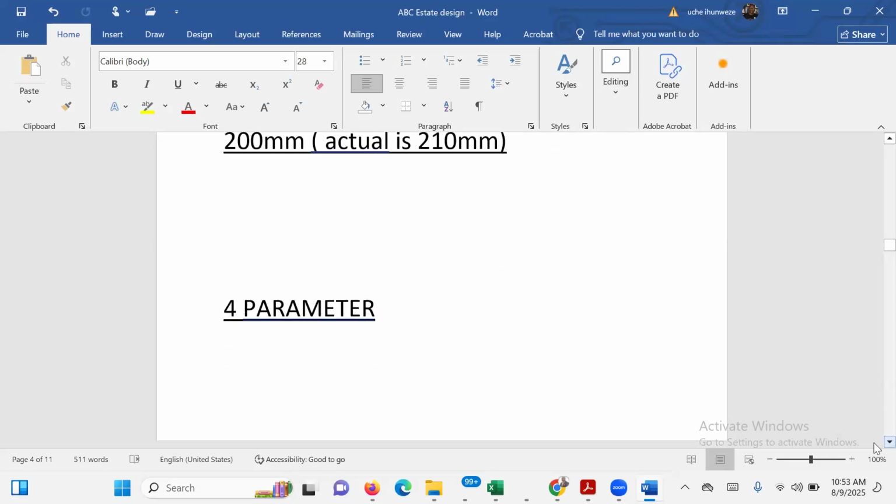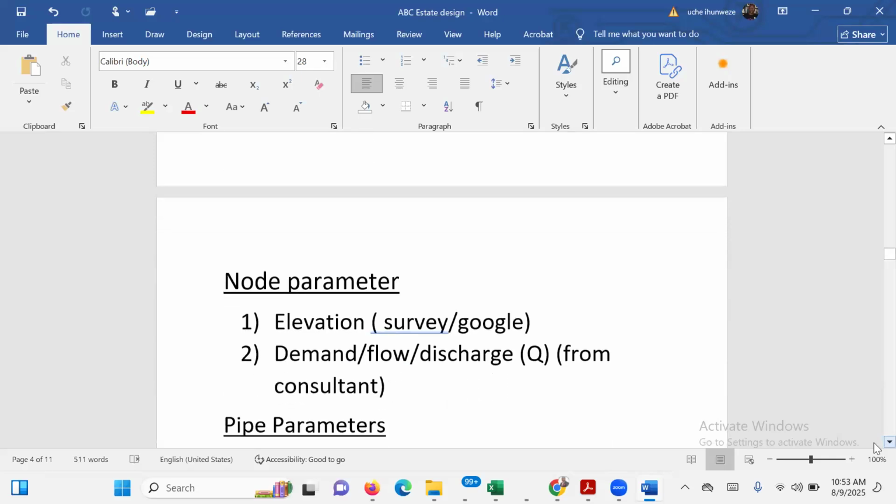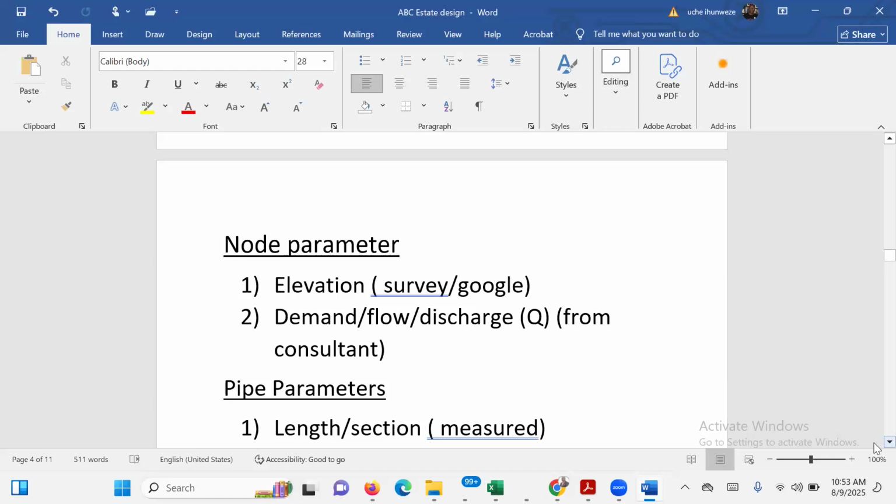So for the ABC design, we're going to solve it now by understanding the 4 parameters I talked about. The node parameters: do we have the elevation? Do we have the demand? For you to get the pipe size, you need the discharge. So in other words, there will be 2 known and 2 unknown. If I send a surveyor to the site to map it, the survey information will give me 2 things. It will give me the length of the pipe, which I can read out from AutoCAD. Then it will give me the elevation of every node because there will be contour lines.